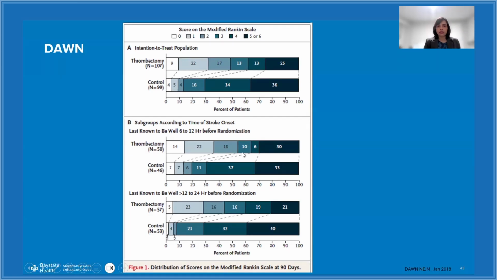2 is just mild disability. 3 is when you need like a walker to ambulate, but that's still considered a better outcome compared to 4, 5, or 6, where you are significantly dependent on care. And they even looked at 12 to 24 hours, and consistently patients who underwent thrombectomy showed better outcomes compared to those who were just treated with medical therapy.